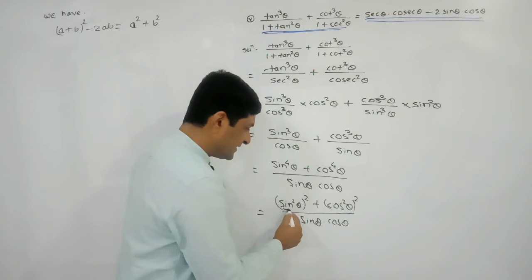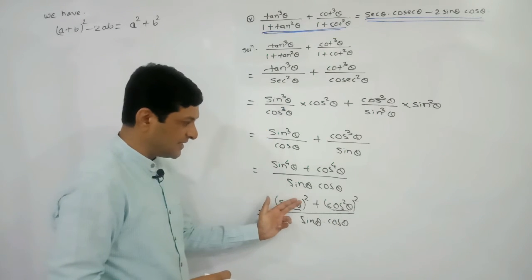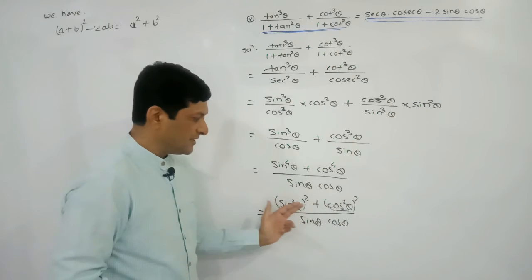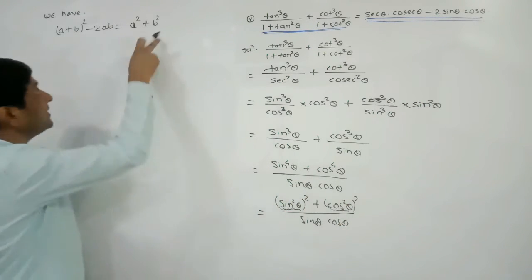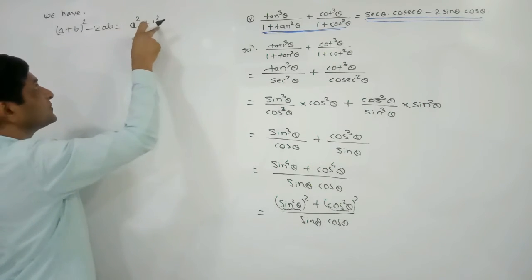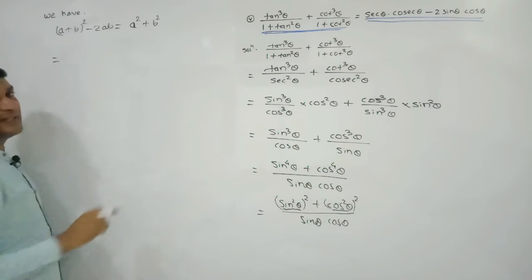Now consider this term as a and this term as b. Consider this whole term as a and this whole term as what? B. Now it is in the form of a square plus b square, and according to this identity, a square plus b square can be replaced by what? A plus b whole bracket square minus 2ab.